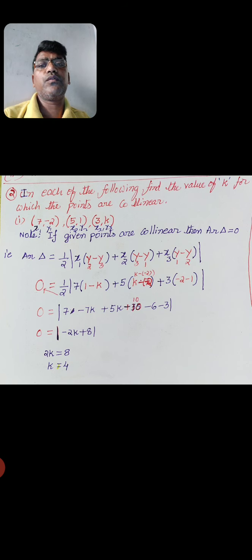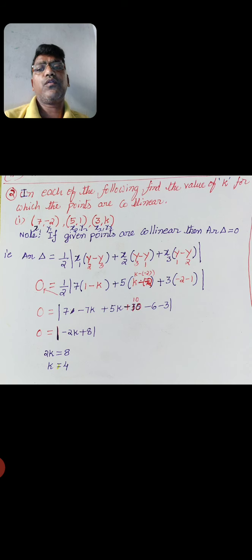So 0 equals, by substitution, after opening the brackets, 7 into 1 is 7, 7 into minus k is minus 7k, plus 5 into k is 5k, minus of minus 2 plus 2. So 5 twos are 10, plus 10. Here 3 twos are minus 6, and 3 into minus 1 is minus 3. By arrangement, minus 7k plus 5k is minus 2k, and 7 plus 10 minus 6 minus 3 is plus 8.